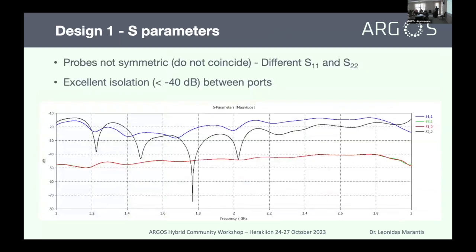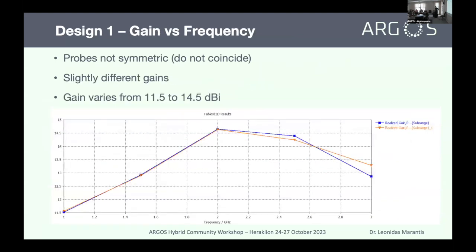First, before passing to the next one, these are the S parameters of this straight flare horn antenna. You can see the S11 and the S22 way down below minus 15 dB, which demonstrates very good matching, and S12 and S21 through the whole bandwidth, 1 to 3 gigahertz, are below minus 40 dB. It shows very good isolation. And here you can also see a plot of gain versus frequency of the antenna. The gain varies from 11 to 14.5 dBi.